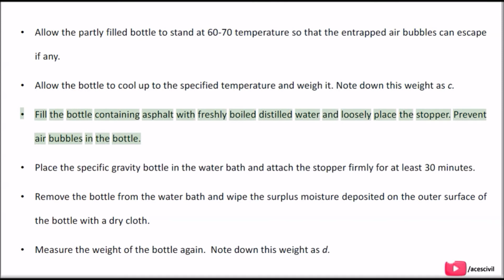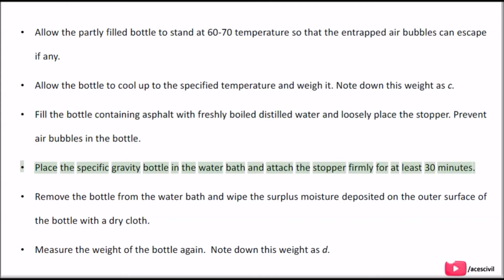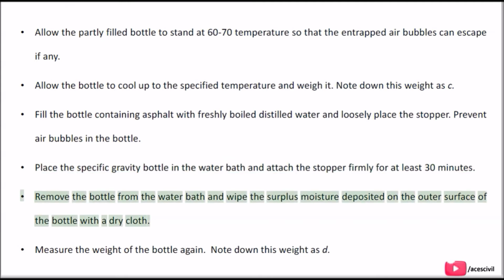Fill the bottle containing asphalt with freshly boiled distilled water and loosely place the stopper. Prevent air bubbles in the bottle. Place the specific gravity bottle in the water bath and attach the stopper firmly for at least 30 minutes. Remove the bottle from the water bath and wipe the surplus moisture deposited on the outer surface of the bottle with a dry cloth.